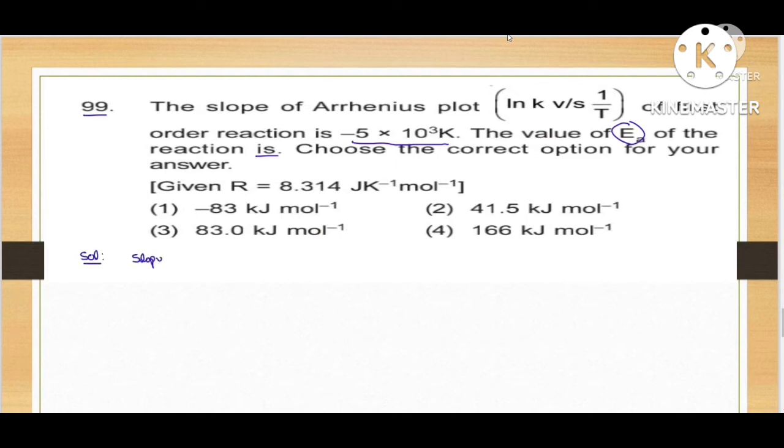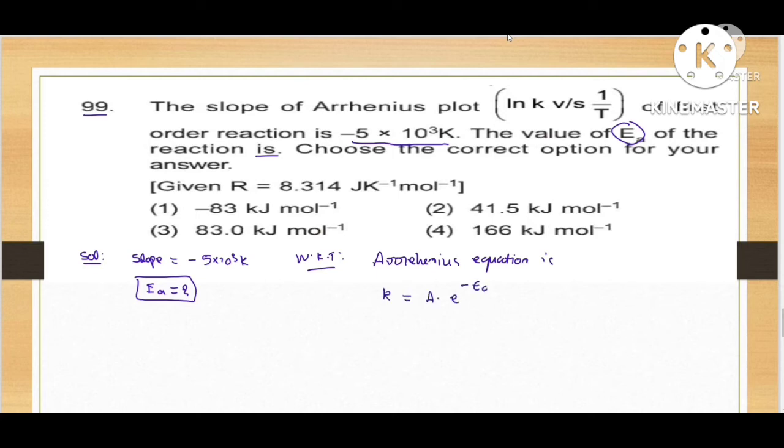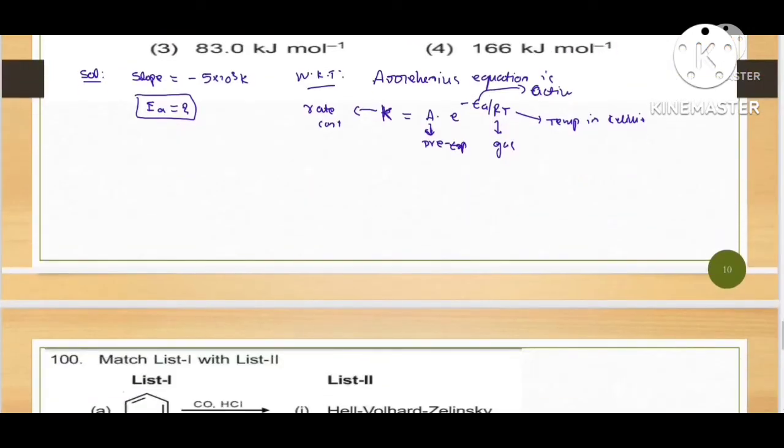Here it is given that slope is equal to minus 5 into 10 cube. Here they want to calculate the activation energy. Okay, we know the Arrhenius equation is k equal to A into e power minus Ea by RT. Here k is called the rate constant, A is called the pre-exponential factor, Ea is the activation energy, R is the gas constant and T is temperature in Kelvin.